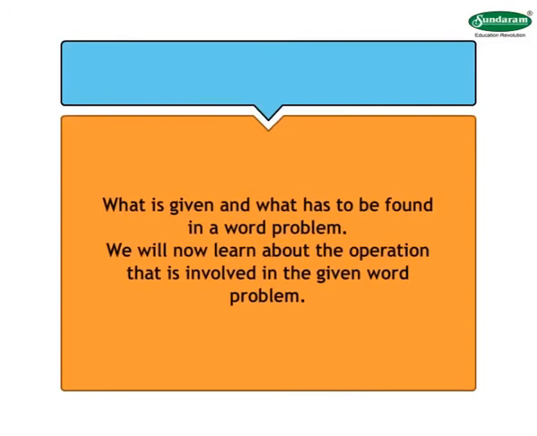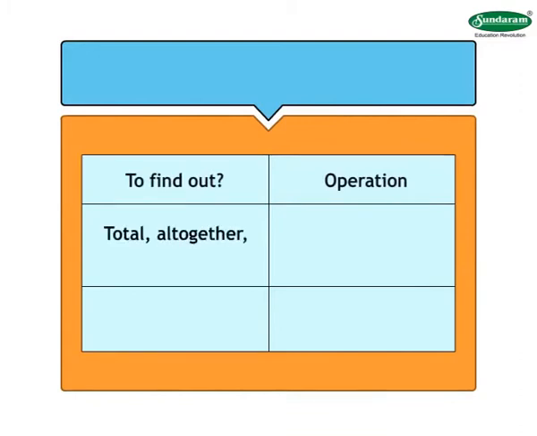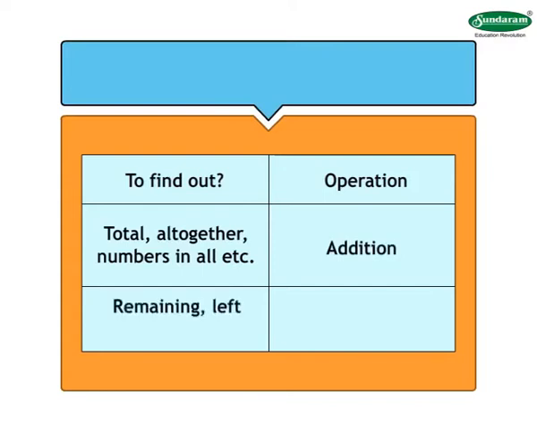Students, now we have understood how to find what is given and what has to be found in a word problem. We will now learn about the operation that is involved in the given word problem. When words such as total, altogether, numbers in all, etc. are asked to be found in the question, we use the addition operation. When words such as remaining, left, etc. are asked to be found in the question, we use the subtraction operation.